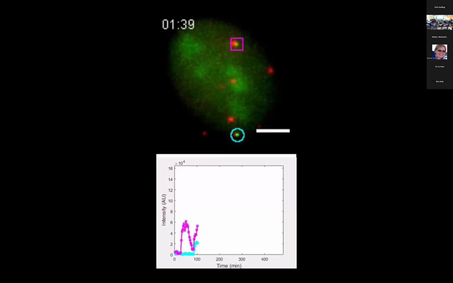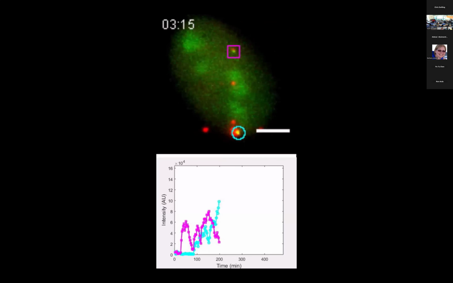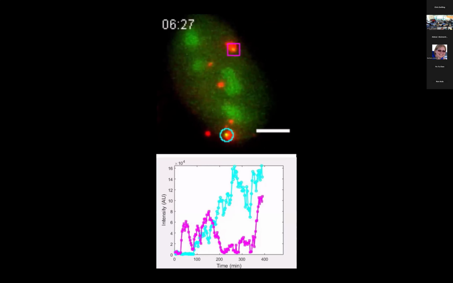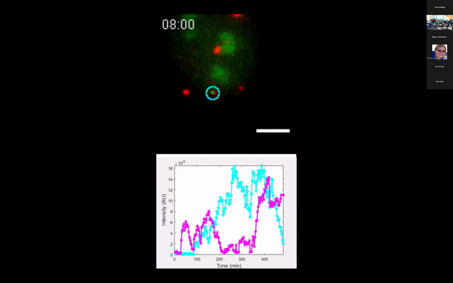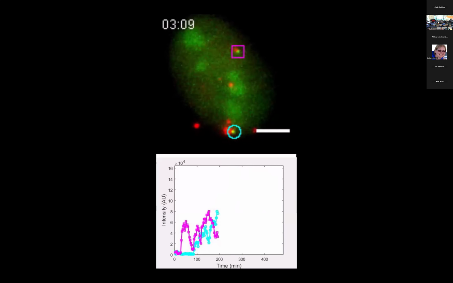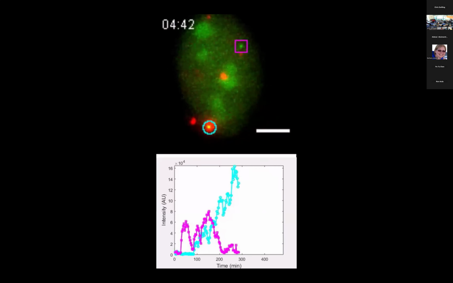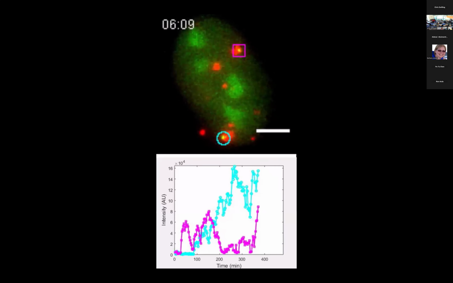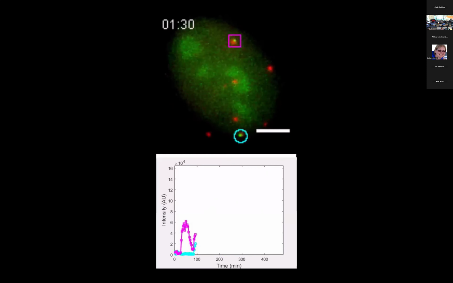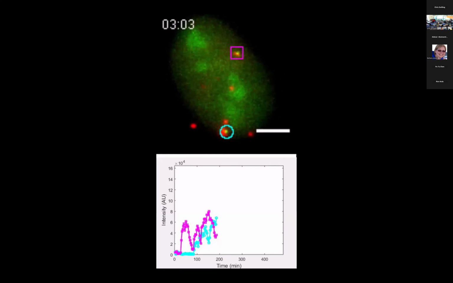This is one of the sample movies. You can see the green puncta. This is the signal from the reference site, referencing our actual cut site. As soon as we trigger the UV light, Cas9 performs its cleavage activity and creates the double strand break, and we can see the repair protein enrich at the cut site in the red channel.